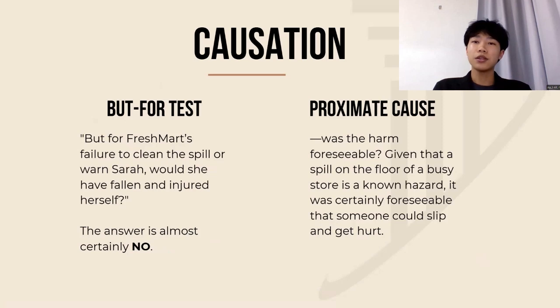Additionally, we apply the concept of proximate cause. Was the harm foreseeable? Given that a spill on the floor of a busy store is a known hazard, it was certainly foreseeable that someone could slip and get hurt. Therefore, Freshmart's breach of duty was the proximate cause of Sarah's injury.